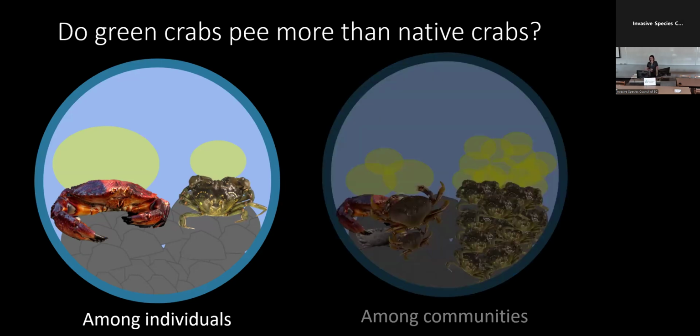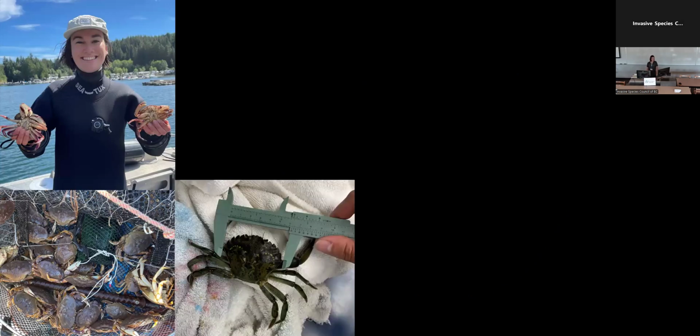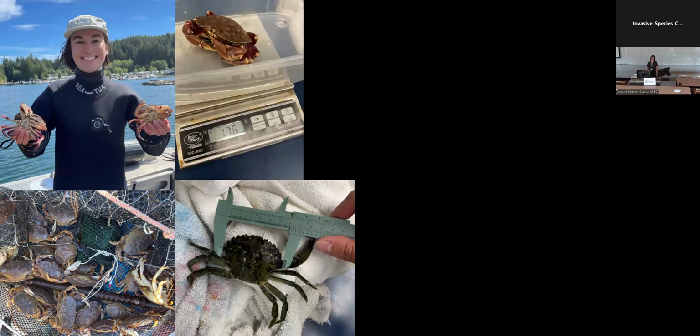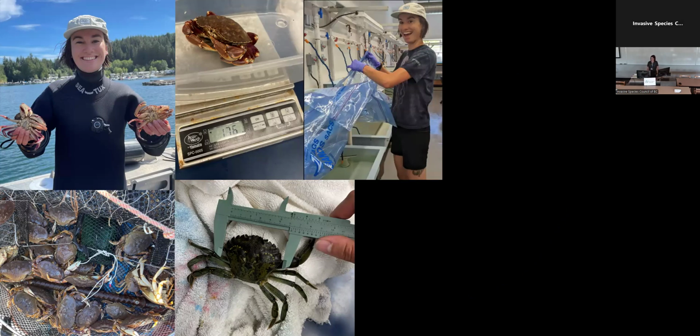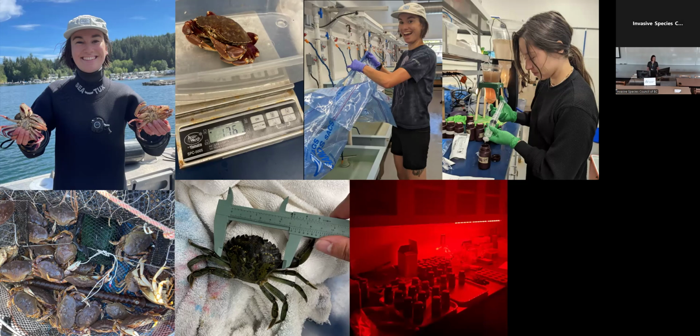So first, I'll be talking about my first question. We went out and went scuba diving and crab trapping to collect 20 individuals of each species. We then measured these crabs and weighed them before putting them into plastic Ziploc bags filled with filtered seawater. And we took seawater samples at the beginning and end of a 30-minute incubation, and then used fluorometric techniques in the lab so we could measure how much ammonium was in the water before and after the incubation, which allowed us to calculate how much each of these crabs was peeing.